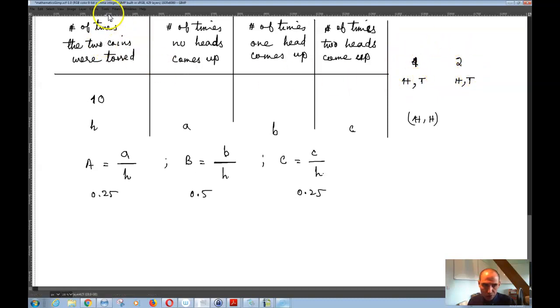At any point in time that I toss the two coins together simultaneously, I could get a head with a head, meaning head for the first coin, head for the second coin. I could get a head and a tail, meaning a head for the first coin, a tail for the second coin. I could get a tail and a head, meaning a tail for the first coin, head for the second coin, and then I could get a tail with a tail, or tails with tails.